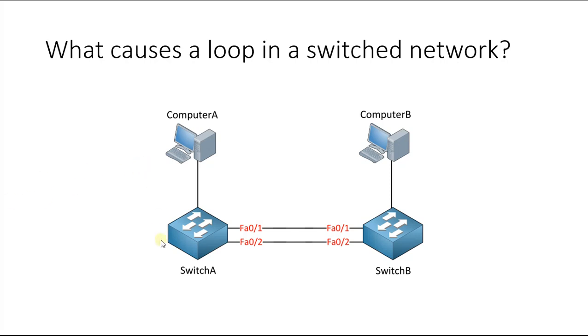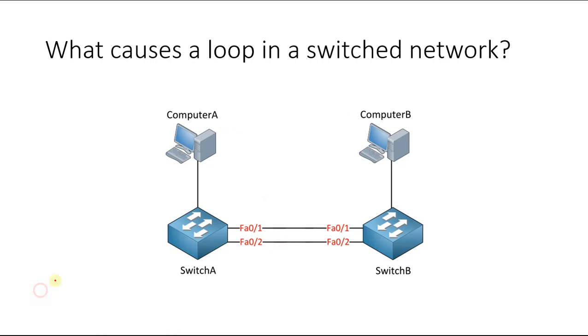So as you can see in this picture, if we do not have a spanning tree, when computer A is sending a file to computer B, the traffic will be looping in this interface between switch A and switch B. Yeah, for example like this.